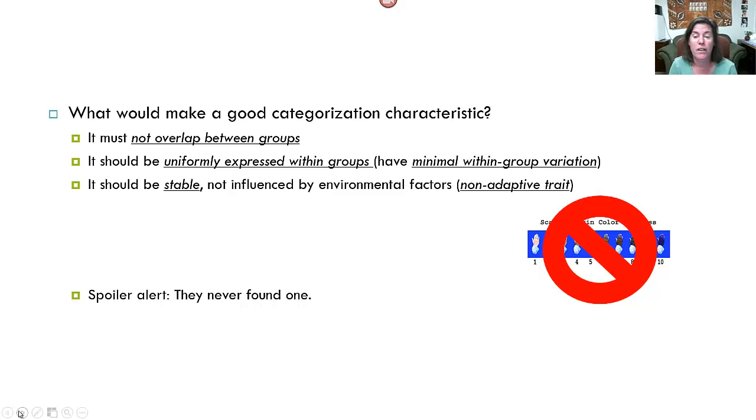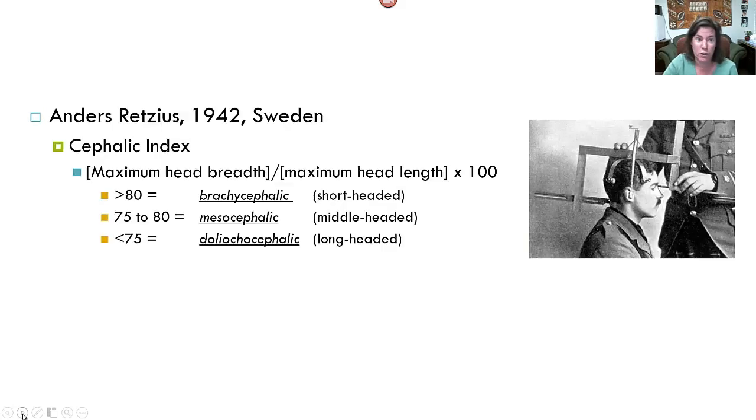It can get darker. So the scientists from this time period who were criticizing Blumenbach's work suggested that we use non-adaptive traits. So traits that don't overlap between groups, that are uniformly expressed within groups, and that are stable, non-adaptive traits. Spoiler alert, they never found such a trait, but they argued that this is what we should be looking for.